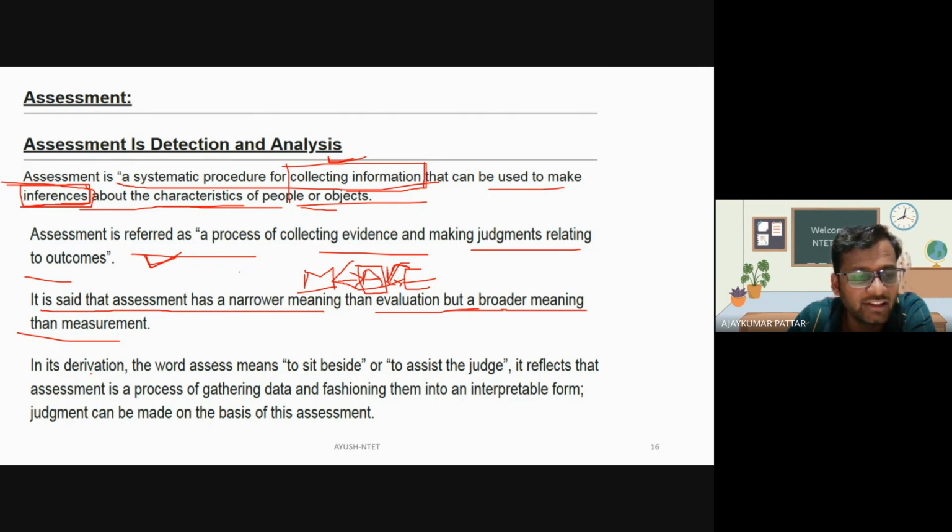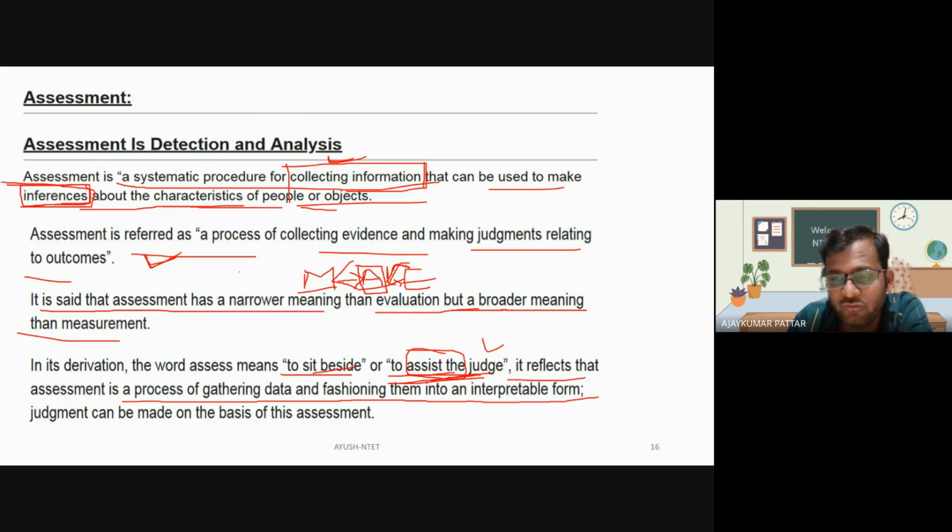Then the derivation. The word assess means to sit beside. The meaning of the word assessment is explained here. To assist the judge. Remember these two phrases: to sit beside and to assist the judge. It assists to make a judgment. That's why the word assessment came. It reflects that assessment is a process of gathering data and fashioning them into an interpretable form.